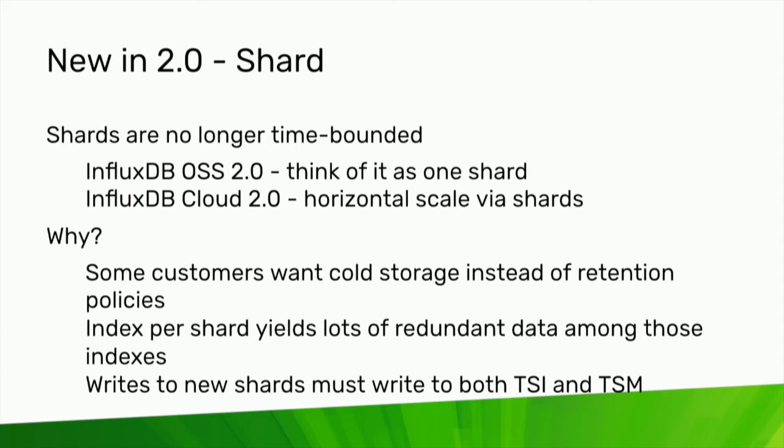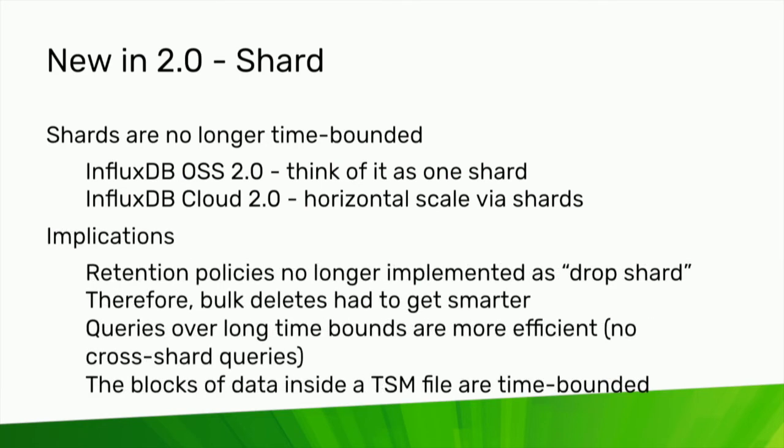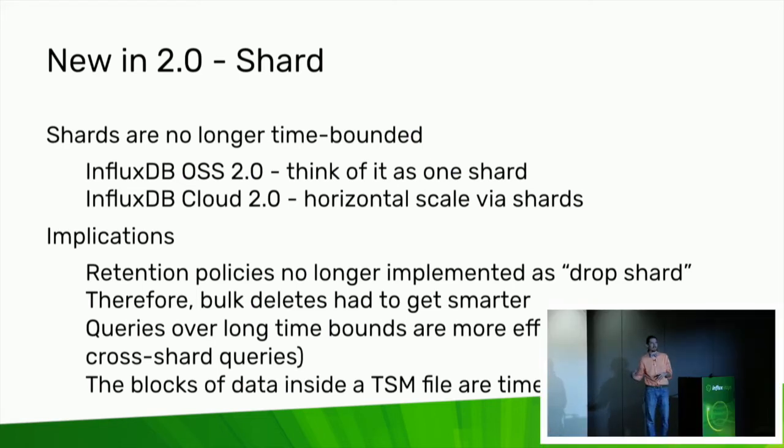That pretty much sums up why. So some of the implications of this new shard paradigm: retention policies can no longer be implemented as just delete a directory. Instead, we had to get smarter about bulk deleting data out of TSM files. So there's an internal function we wrote called delete with predicate. So now we can tombstone whole batches of data with a single tombstone rather than deleting data one series at a time. So bulk deletes are more efficient now.